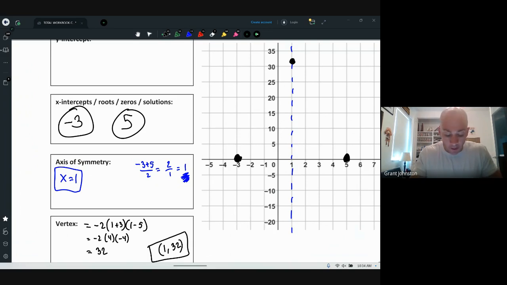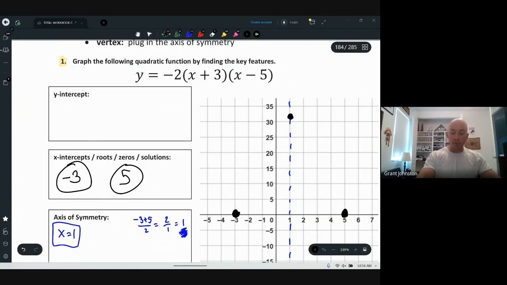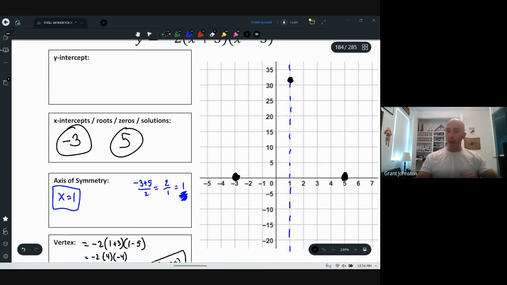All right. So I got all those, and I already know what my parabola is going to look like. It's going to open down, right? And that makes sense because the leading coefficient was -2. It's going to open down. But let's just plot one more key feature.